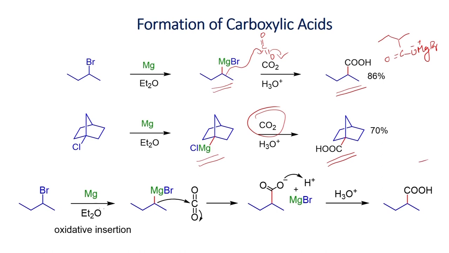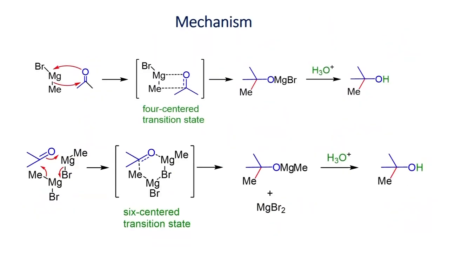The alkyl bromide undergoes oxidative insertion with the magnesium to give this alkyl magnesium bromide. Once you form this, it undergoes addition with carbon dioxide to give this salt, which can be converted into carboxylic acid using a proton source.